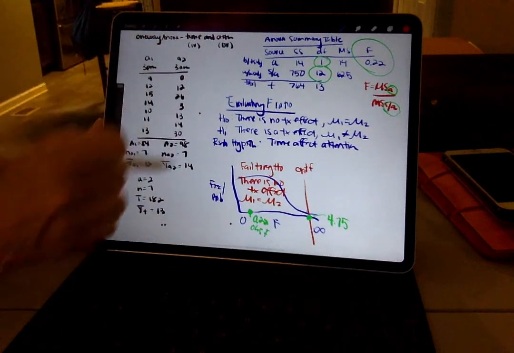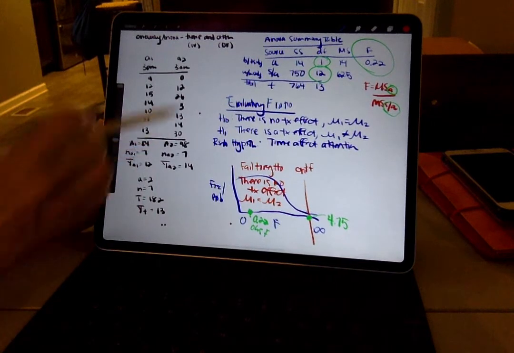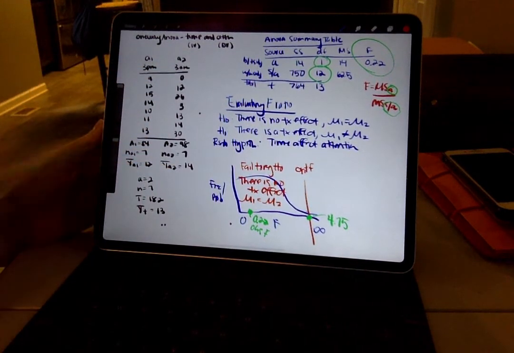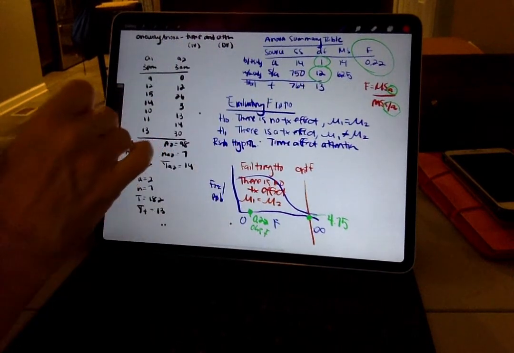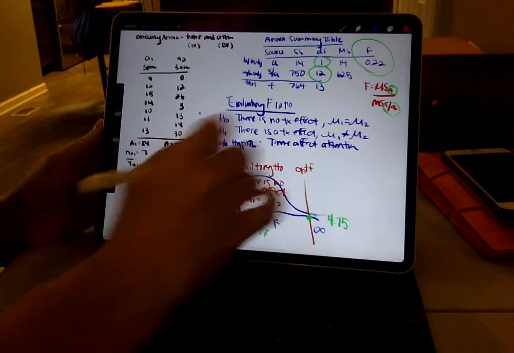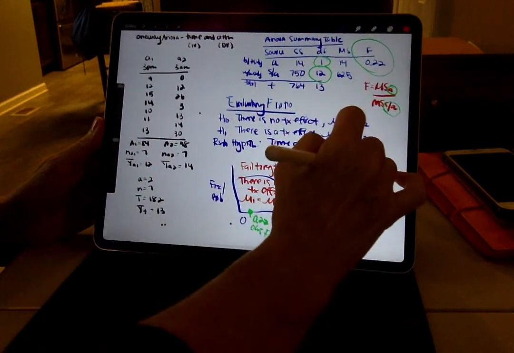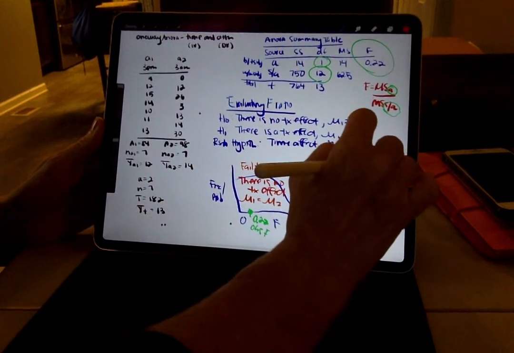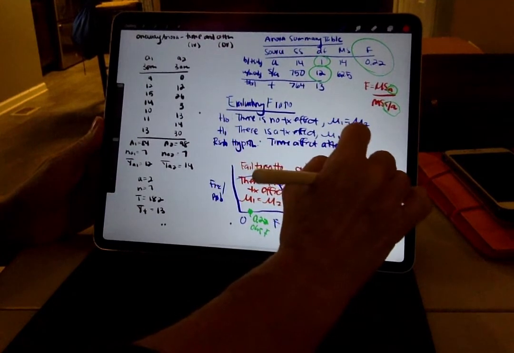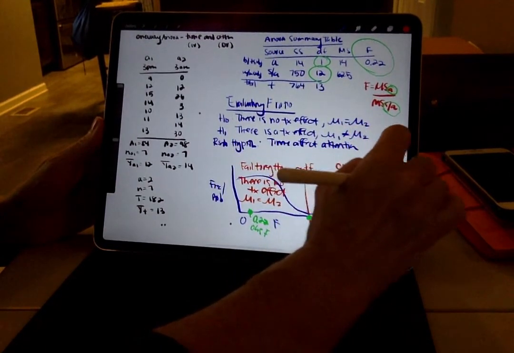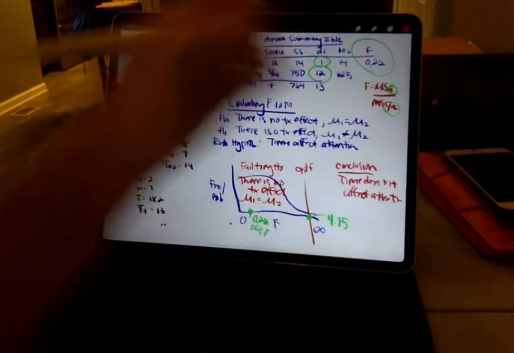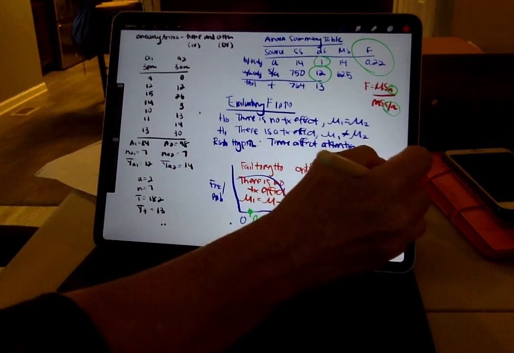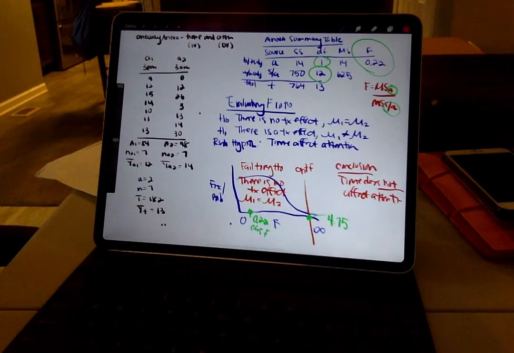And what does it mean in terms of our study? If there's no treatment effect, if the means are equal, what that means is time does not affect attention. So if I'm drawing a conclusion in real language, the conclusion is time does not affect attention.